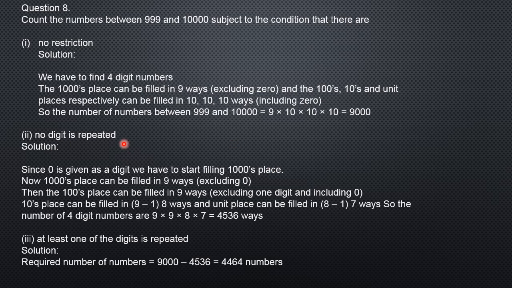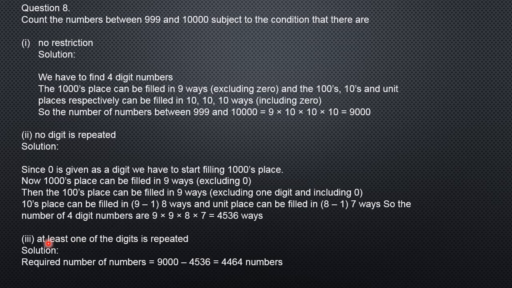No digit is repeated, so it is repetition not allowed. Therefore first place can be filled by using 9 ways except 0. Second place can be filled by using 9 ways except the first number, 0 allowed. Here 2 numbers are used, therefore 8 ways. 3 numbers are used, therefore 7 ways. This is total number of numbers between 999 and 10,000, but no digit is repeated.